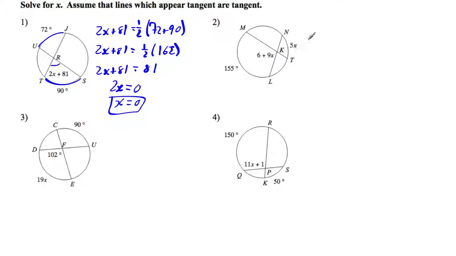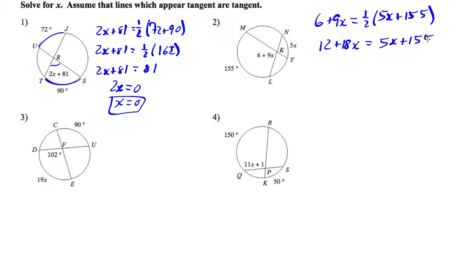Over here for number 2, we can say that 6 plus 9x is equal to 1/2 of 5x plus 155. Because we have this other x, it's probably easier just to multiply both sides by 2. I get 12 plus 18x is equal to 5x plus 155. Combining like terms, I get 13x is equal to 143. And 143 divided by 13 is 11, so x is equal to 11.